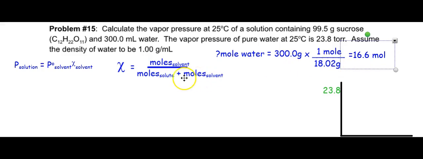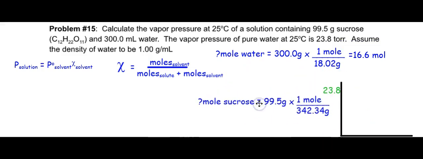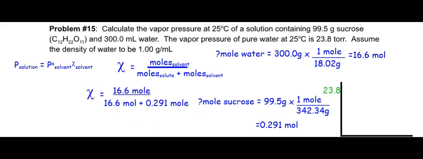I need to find moles of my solute. All right, so I have some sucrose. And when I do that, the molar mass, I'll put it down over here, is 342.34. And when I do that, I get 0.291 moles. So I think I'm ready to find my chi. How about you? So I put my moles of my solvent, which is 16.6, over 16.6 plus 0.291. And if you do your math, what do you get?